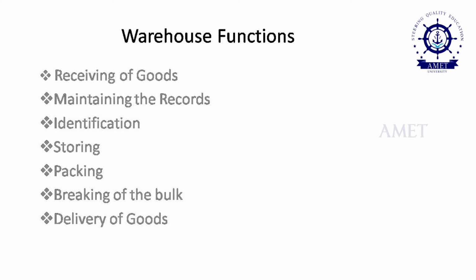Number one, the warehouse function is receiving the goods, either raw material or finished goods. Then maintaining the records. Once the raw material or finished good comes in, you have to have a record for that with the product code, the specification, where it has been located, and how to access it. All these things should be in the records. Then the identification. As I told you, even if you are mobile, you have to have the identification on that. Then only you can access that particular mobile in the warehouse.